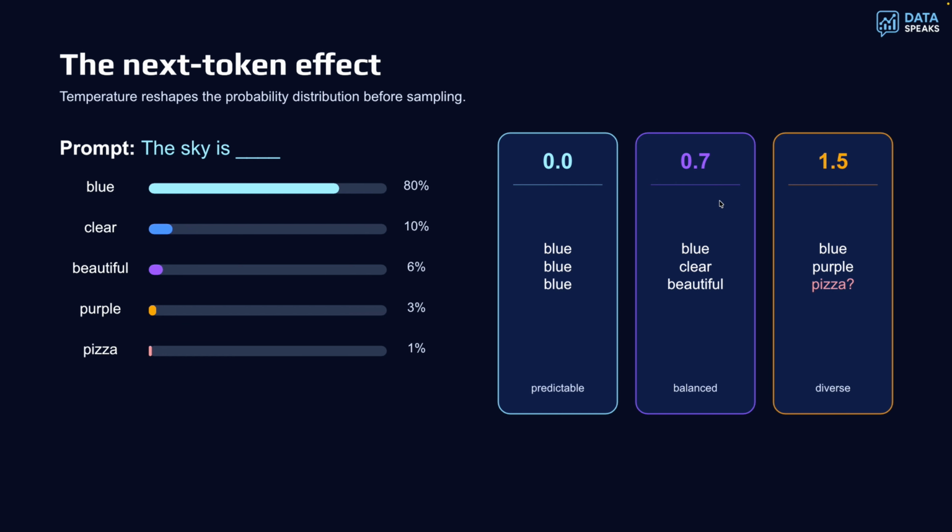If you set the temperature somewhere around 0.4, 0.5, 0.6, 0.7, then it will probably change the response to be once "blue", then next time maybe "beautiful" or "clear", and so on. It is likely to change the response. However, the responses still look realistic: the sky is clear, the sky is beautiful, the sky is blue, etc.